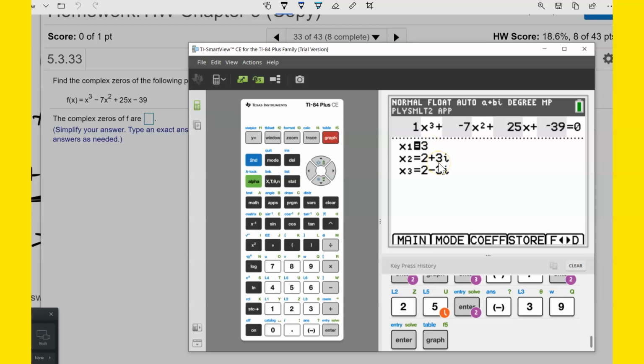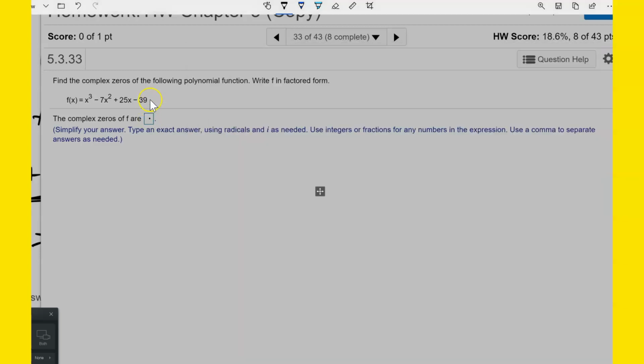The reason the app can do it all here is because these are rational imaginary numbers, not irrational. So typing them as an exact answer won't be a problem. I can type them just like that. That's going to make it a lot easier for this problem. So 3 and 2 plus or minus 3i. All right, let's type that in.